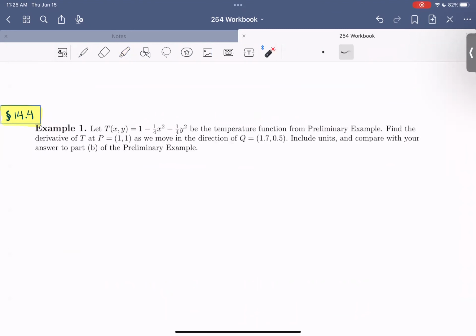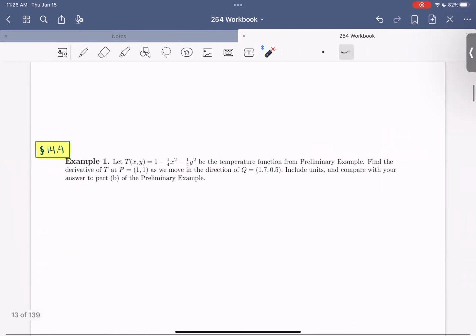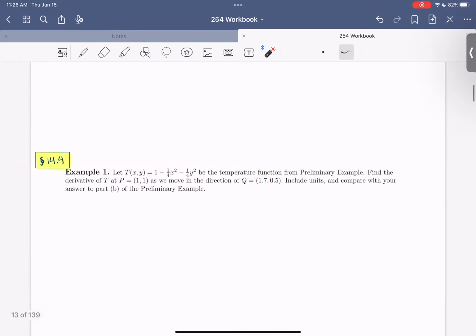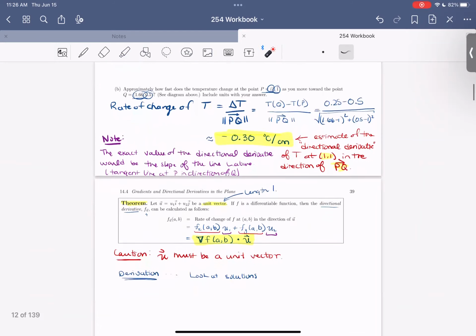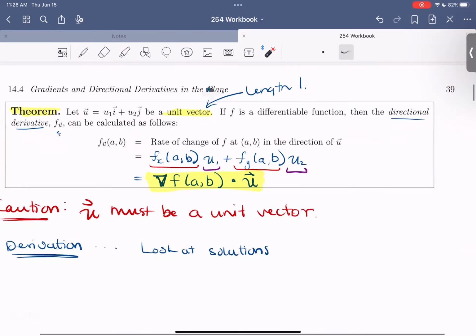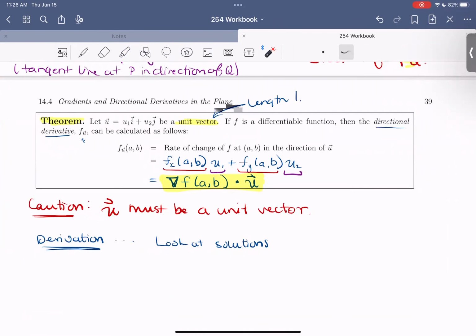Here we're told to let T be the function of temperature, like we saw in the preliminary example. So this should look very familiar to you. We want to find the directional derivative of T at P(1, 1) as we move in the direction of Q(1.7, 0.5). Q is the same point that we already saw; the workbook just rounded 1.66 up to 1.7. We should think of this problem as being the same question that was asked in part B of the preliminary example. But now with this theorem under our belts, we can use a dot product to compute the exact value of this directional derivative.